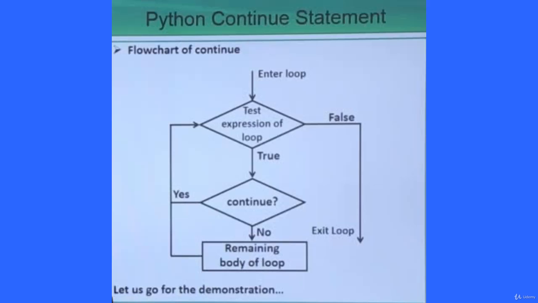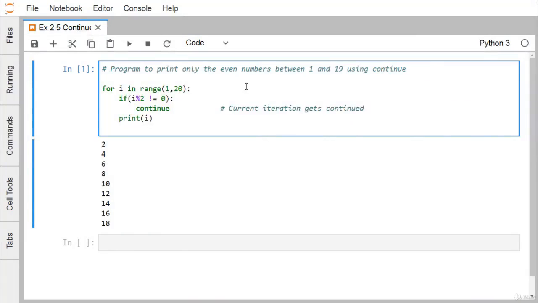So let us go for one practical demonstration for easy understanding of the usage of the continue statement in our Python coding. In this coding, we are going to explain the use of the continue statement in Python. So for i in range(1, 20), that means the i value will range from 1 to 19, because the upper limit 20 is exclusive and the lower limit 1 is inclusive here. So the value of i will range from 1 to 19.